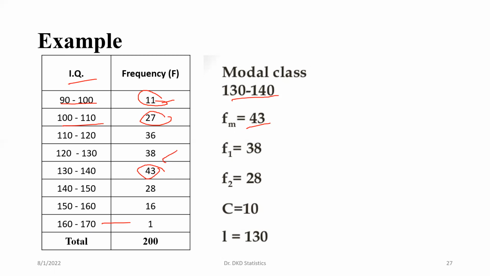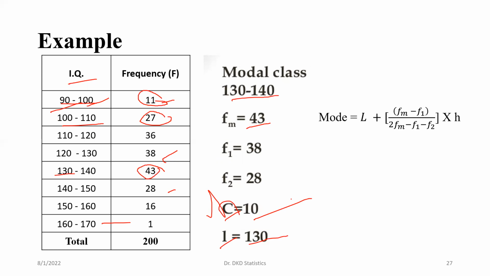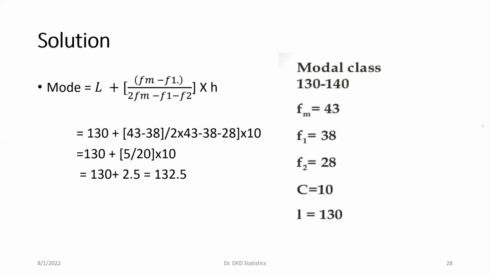F1 is 38, F2 is 28, and C is the upper limit minus the lower limit, or we can say H as given in the formula, which is 10. And L is 130, the lower limit of the modal class. Now we can use this formula: mode equals L plus the same formula. We can put the values into this equation and find the mode for the given data set. This is the basic, simple method to calculate mode.